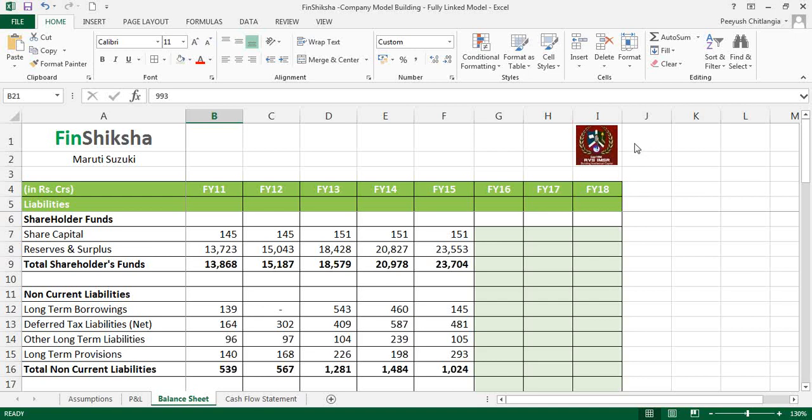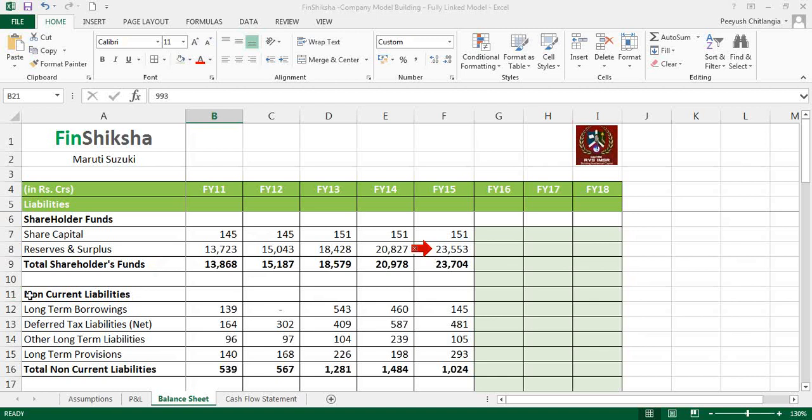In the balance sheet, we have shareholder funds, which include share capital that's constant post 2013. There's no share capital raised by the company, and reserves and surplus. If you remember, in reserves and surplus, we add any undistributed profits by the firm. So if the firm has not given any dividend, everything will get added to reserves and surplus. Total shareholder funds is the sum of share capital plus reserves and surplus, right?